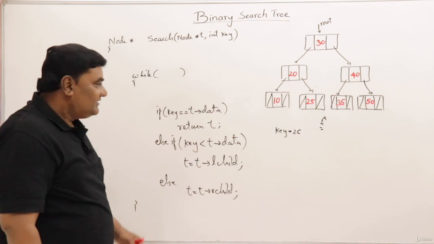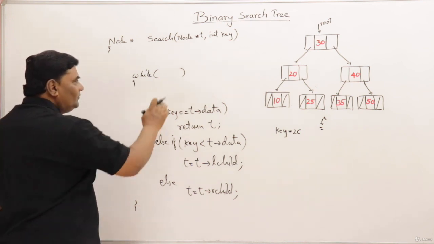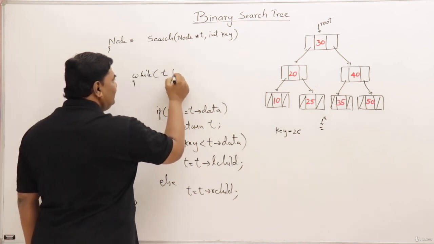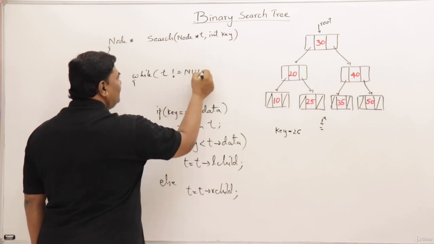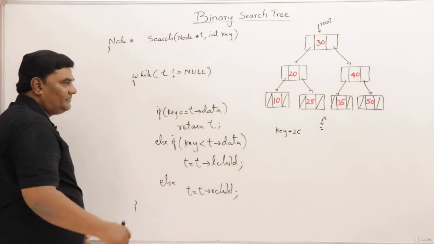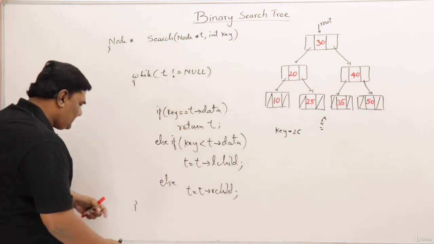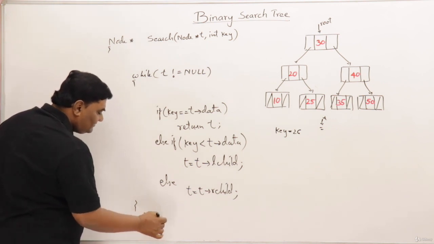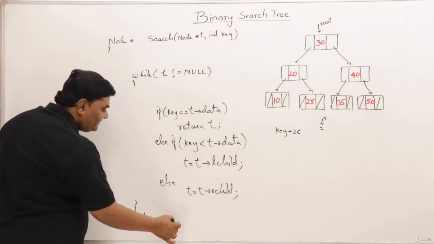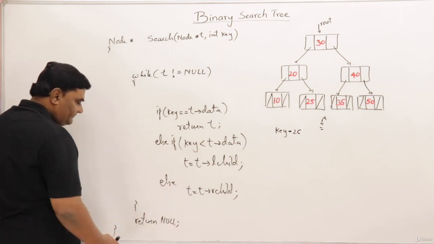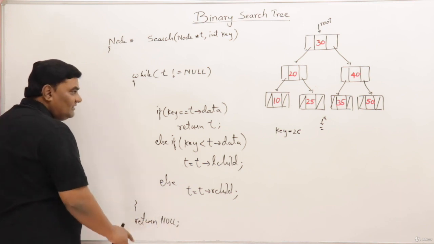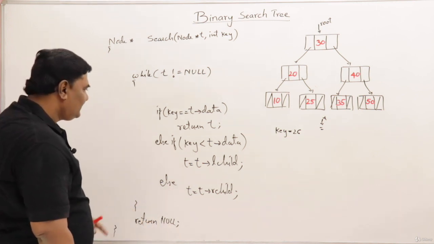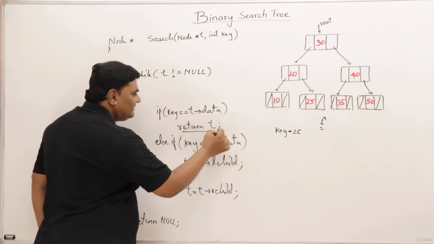t became null. So it means this repetition we should do as long as t is not null. If t becomes null, then stop. And when you stop, come out of the loop, then say return null. So this returns null when the key is not found. If the key is found, it will return here.